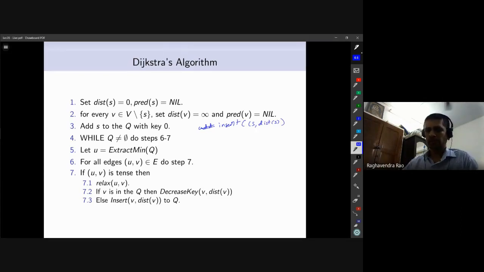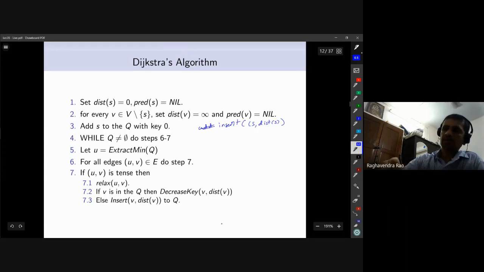Now what you do is you repeat the steps until the queue is empty. So every iteration you extract a vertex with minimum key from the queue. Now for that vertex, you look at all outgoing edges. For each outgoing edge, you see if it is tense. At the initial step, our u is going to be the start vertex S. So this is going to be u. So you look at all outgoing edges.